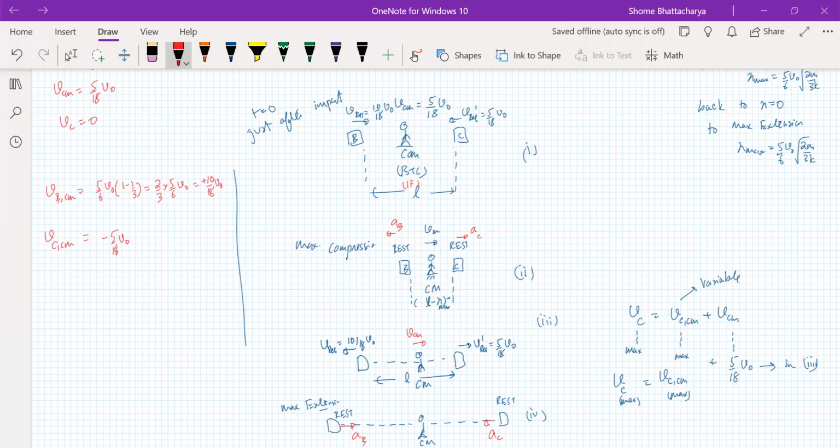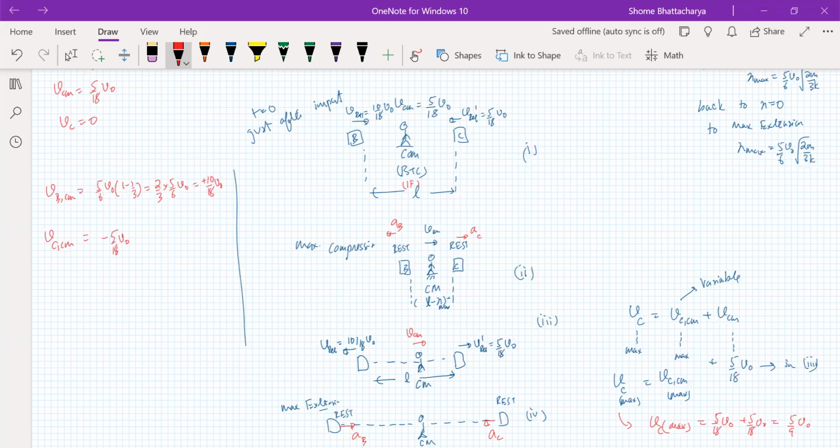Okay, so this whole cycle of 1 to 2 to 3 to 4 keeps repeating, back to 1, back to 2, like that. So from this we can understand that VC's maximum value will be equal to, now in this picture you can see V relative is 5 by 18 V naught, plus 5 by 18 V naught. So it is 5 by 9 V naught. So this should be the maximum speed of C with respect to ground.